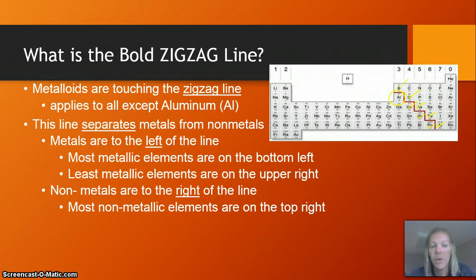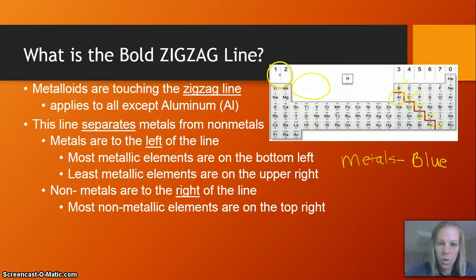Know that metals fall to the left of the zigzag line, and nonmetals are to the right of the zigzag line. So what I would like you to do right now is to color code these. Make a key somewhere in the top, middle to left side of your periodic table called metals, and I would like you to make the metals blue. So you're going to go ahead and color code all the metals blue.